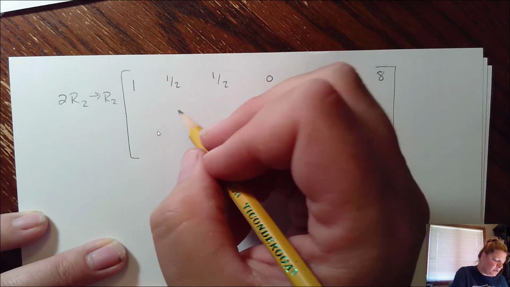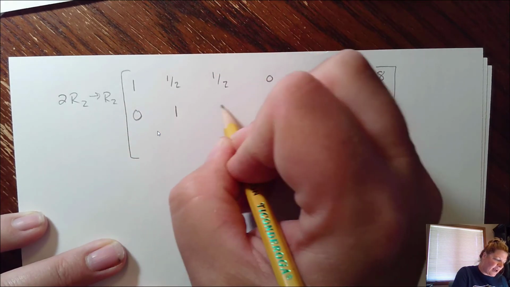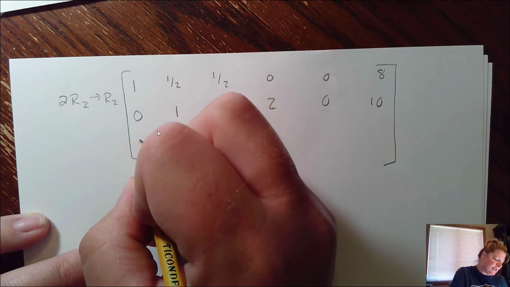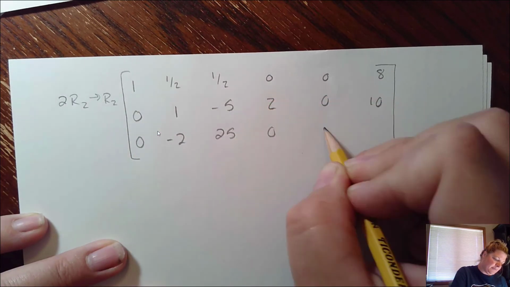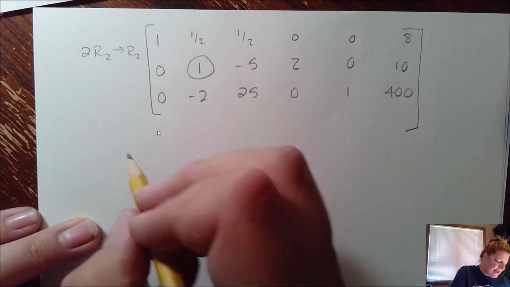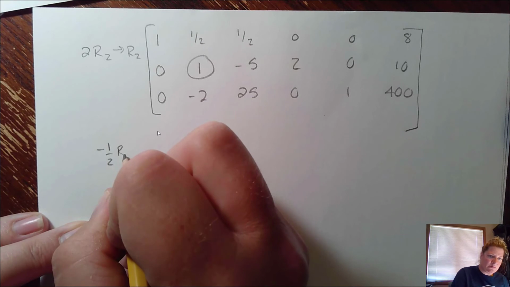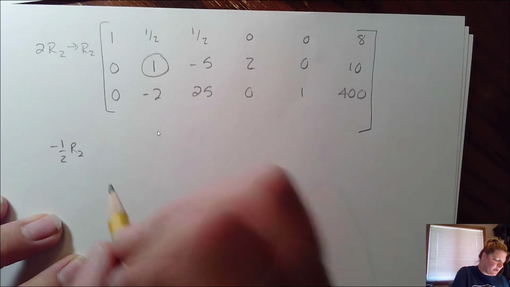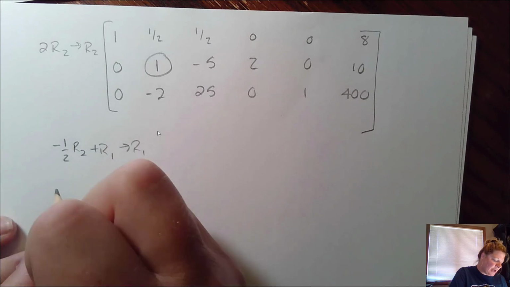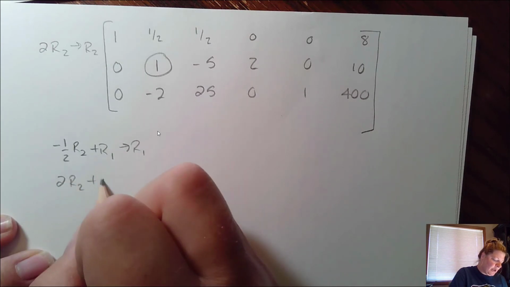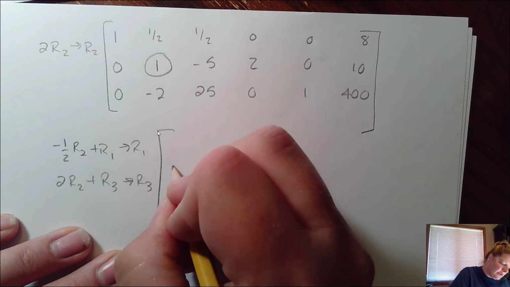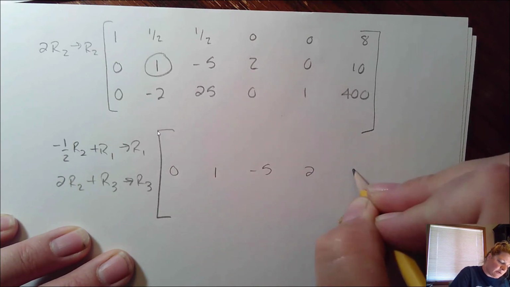Second row is going to be times by 2. So 0, 1, negative 5, 2, 0, 10. Bottom row is staying the same. And that was our pivot. So we need the 0 there, 0 there. So let's take negative 1/2 times row 2 plus row 1, replace on row 1. Okay, and then 2 times row 2 plus row 3, replace on row 3. So we're only changing rows 1 and 3, so the middle stays the same. 0, 1, negative 5, 2, 0, 10.